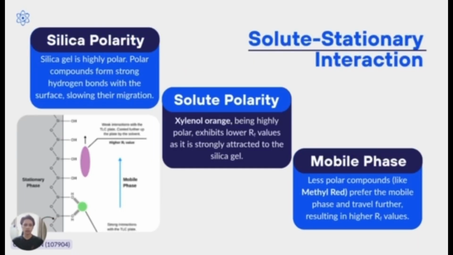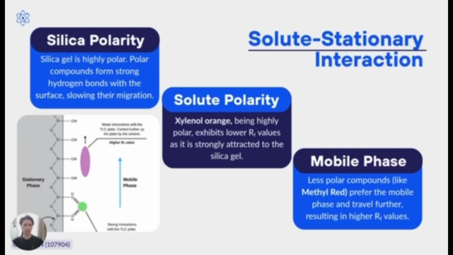So next are the key points, which are the solid stationary interaction. In silica polarity, silica gel is highly polar, and polar compounds form strong hydrogen bonds with the surface, slowing the migration of the dyes by the solvent front.